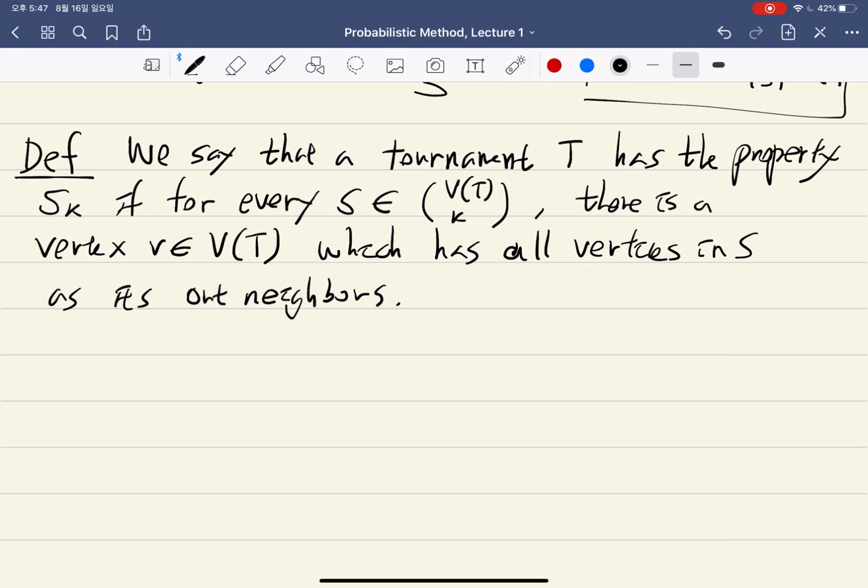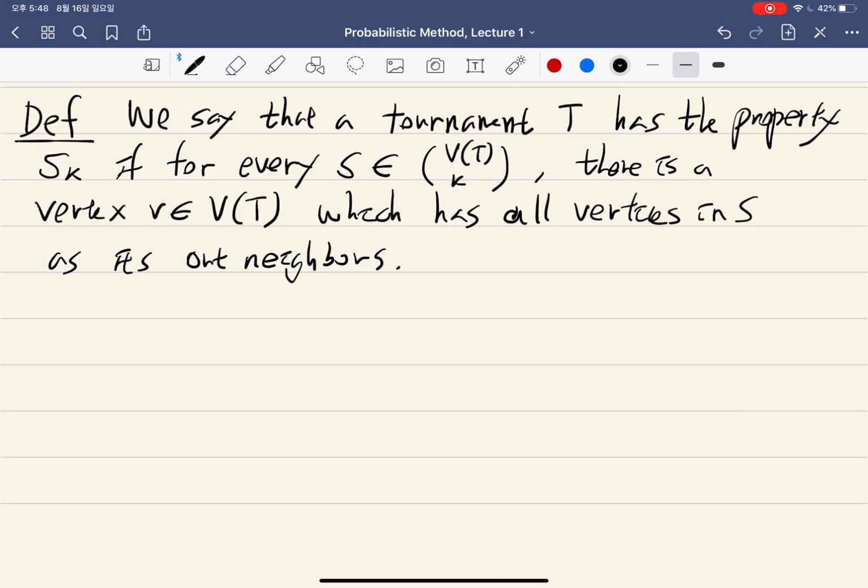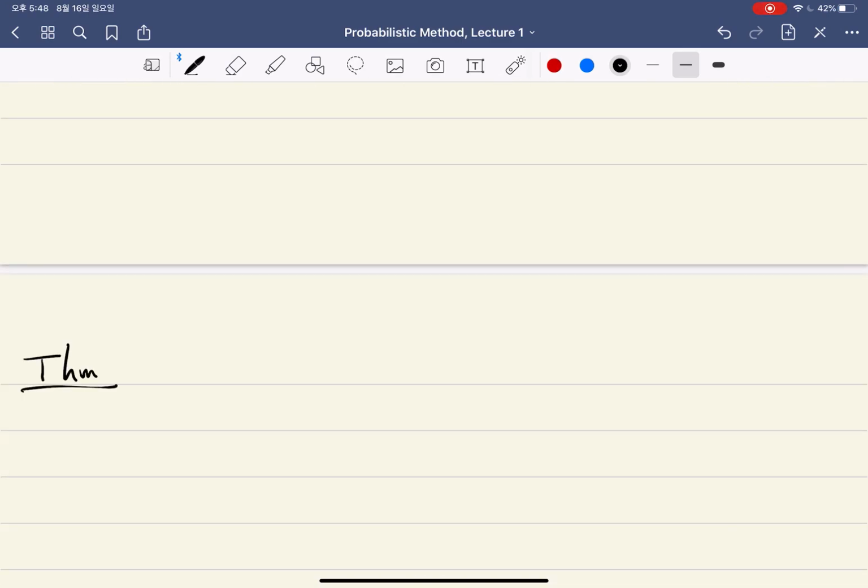So one natural question is that for given k, does there always exist a tournament with a property Sk? That means, is there some tournament in which it's difficult to pick the k best players, or is it the case that for every tournament you can always choose the k best players in a way that makes sense. So that was the question, and it's answered that for any k you can always find a tournament which has a property Sk, and it was first proven by the probabilistic method.